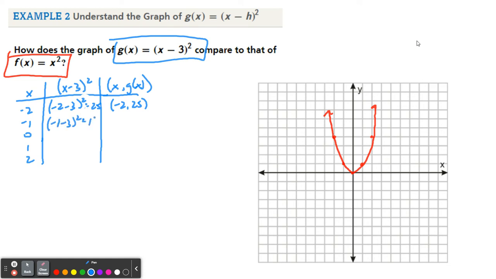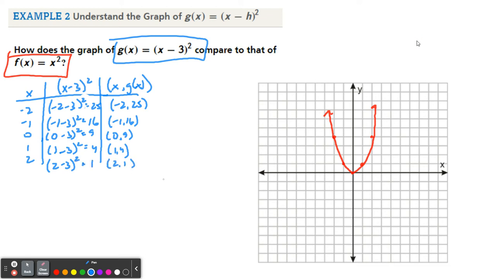All right, we plug in negative 1 minus 3 squared. That's negative 4 squared, which is positive 16. Negative 1, 16. We plug in 0. 0 minus 3 is negative 3 squared, which is positive 9. So 0, 9. We plug in 1. 1 minus 3 is negative 2 squared. Negative 2 squared is 4. And then we plug in 2. 2 minus 3 is negative 1 squared, which is 1.